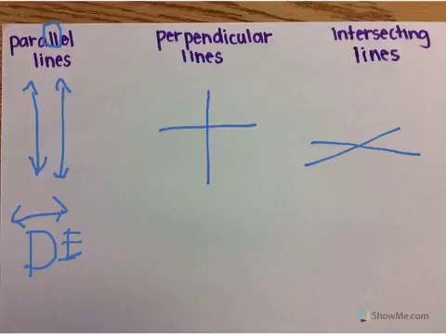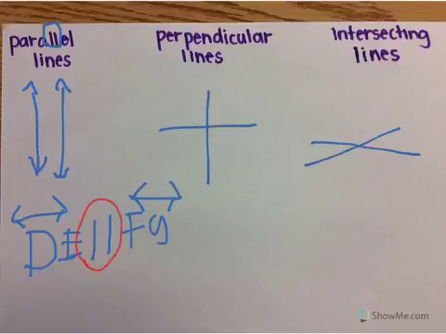So line DE is parallel, that's a parallel sign, to FG. So line DE is parallel to line FG, and this is the sign that tells us they are parallel.